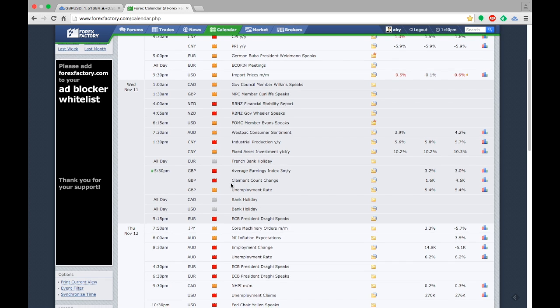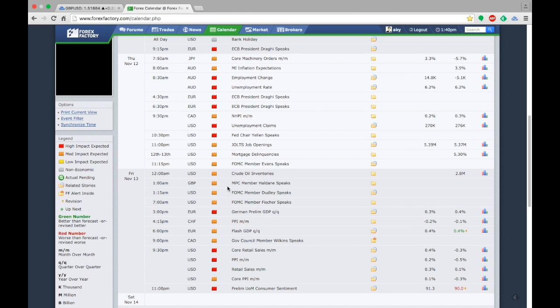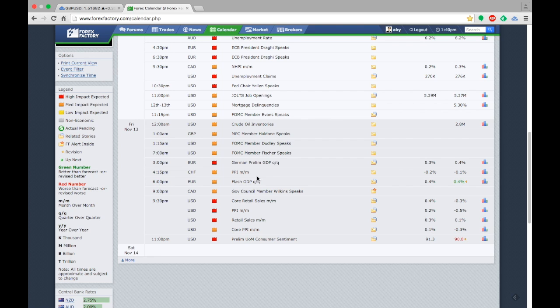If you look at Thursday and Friday, that's where the majority of the events will be happening for this week. Thursday morning we have the Aussie unemployment rate as well as employment change, followed by the Euro ECB, where President Draghi is going to have a conference, followed by US Fed Chair Yellen talking. Friday is where some of the US data will be coming in, for example the PPI as well as retail sales. So this is how you can prepare yourself.